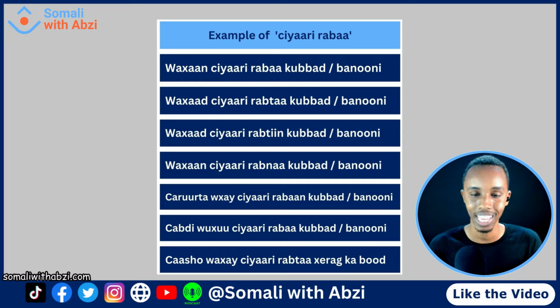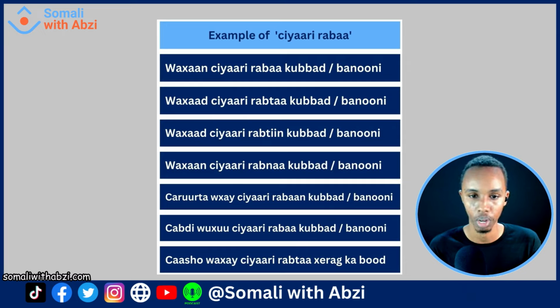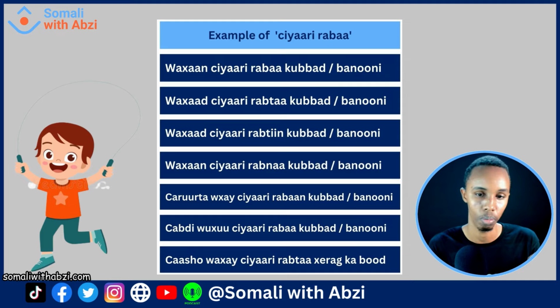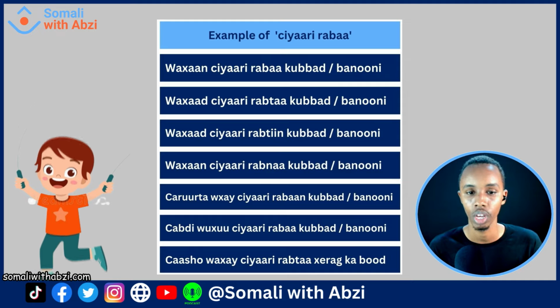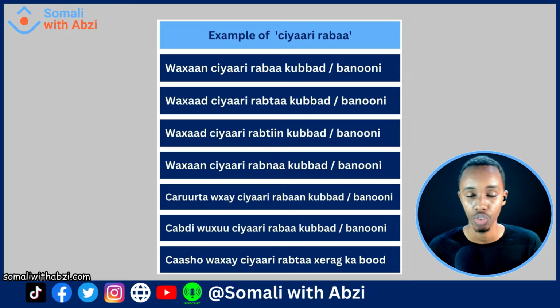So, caruurta waxay ciyaari rabaan kubad, not caruurta ciyaari rabaan kubad. All right? And also the other one, which I used a male noun, which is Abdi. Abdi wuxuu ciyaari rabaa kubad. I used Abdi and I also used the helping pronoun, which is wuxuu. So Abdi wuxuu ciyaari rabaa kubad, not Abdi ciyaari rabaa kubad. And also the last one, Aasho waxay ciyaari rabtaa xadhig kabood. Xadhig kabood is just skipping, kids play, or maybe you play as exercise or gym, something like that. And if you see here, Aasho plus waxay, not only Aasho ciyaari rabtaa xadhig kabood. You have to use the helping pronoun as well.